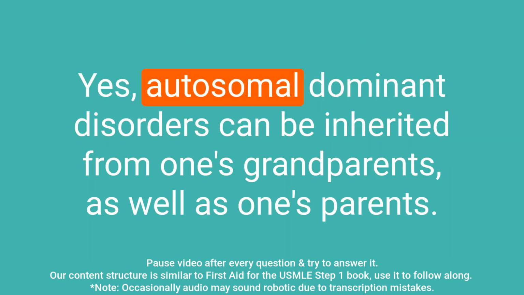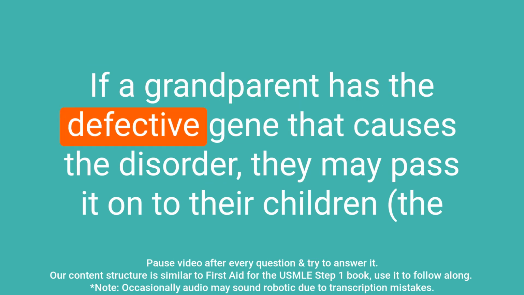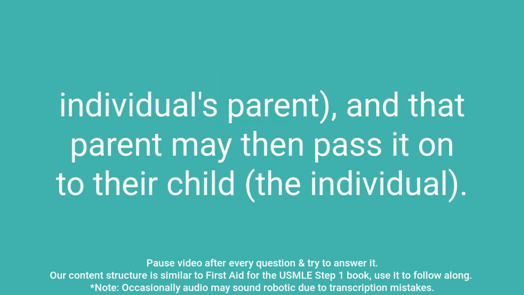Question: Can autosomal dominant disorders be inherited from one's grandparents? Answer: Yes, autosomal dominant disorders can be inherited from one's grandparents, as well as one's parents. If a grandparent has the defective gene that causes the disorder, they may pass it on to their children, and that parent may then pass it on to their child.